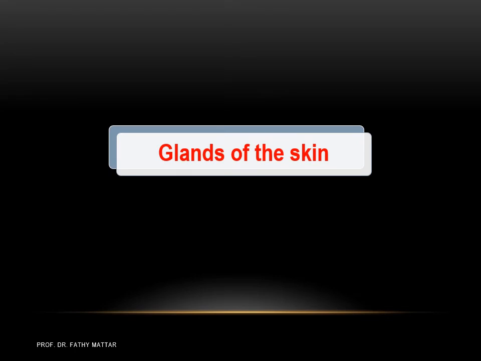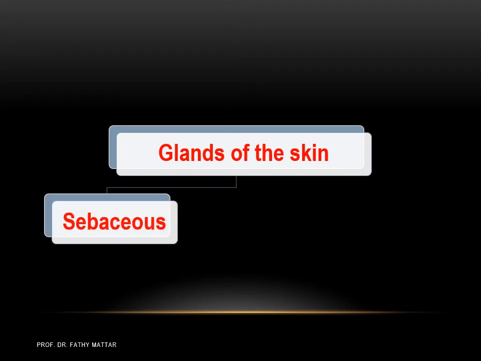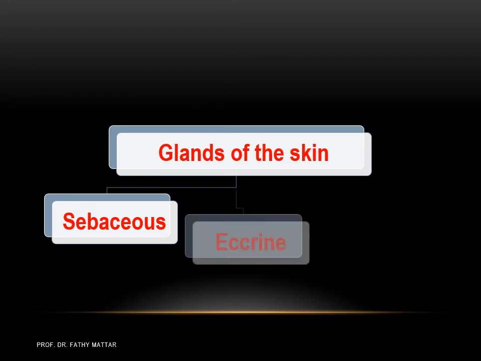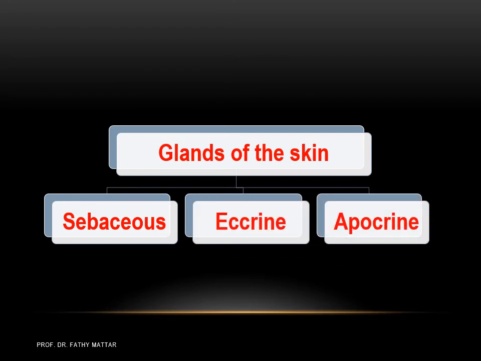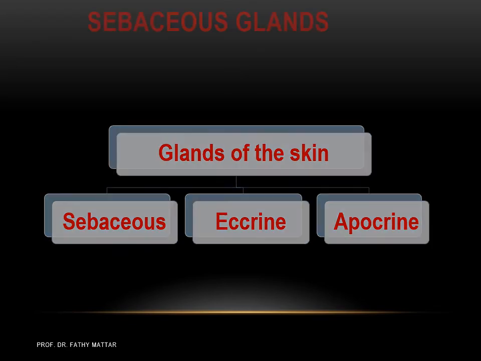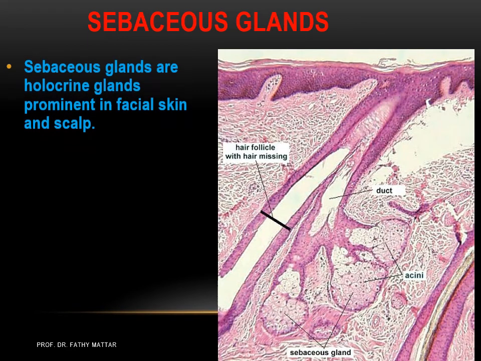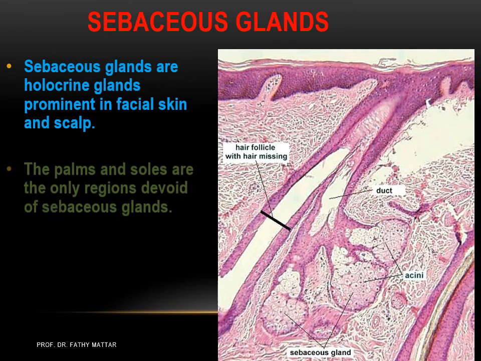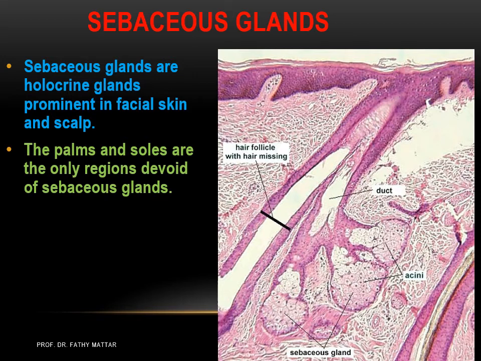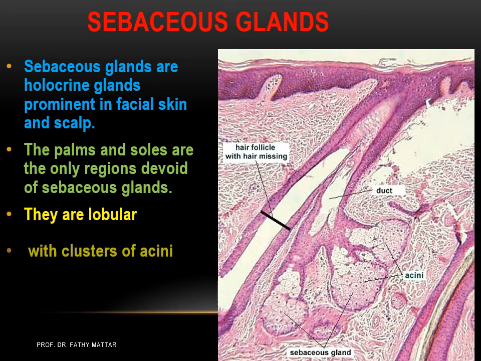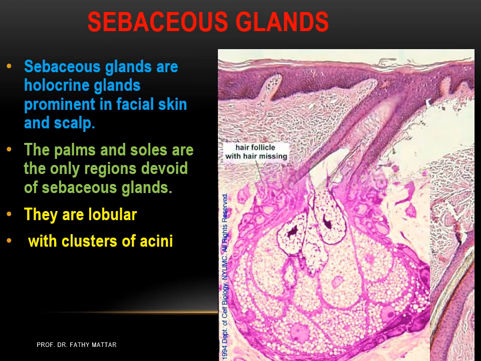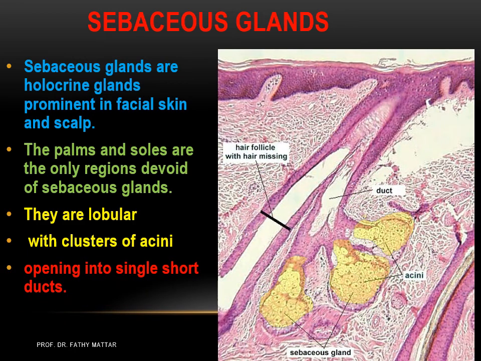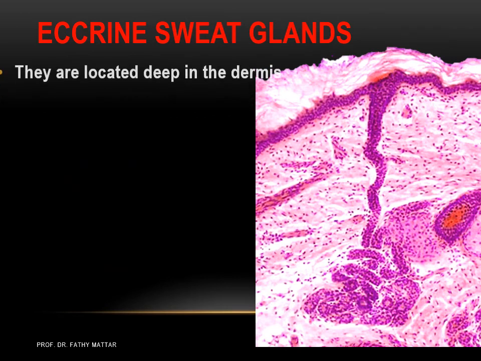The glands of the skin. We have three types of glands: sebaceous glands, eccrine glands, and apocrine glands. The sebaceous glands are holocrine glands prominent in facial skin and scalp. The palms and soles are the only regions devoid of sebaceous glands. They are lobular with clusters of acini, opening into a single short duct.